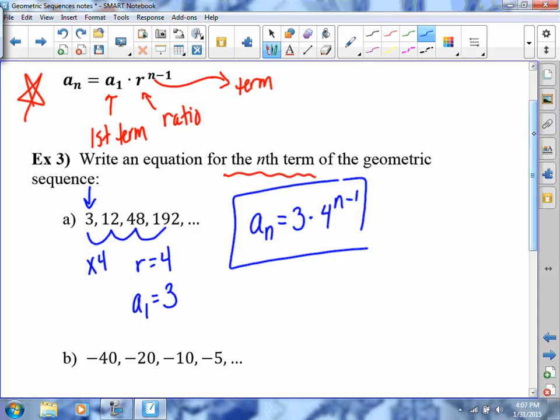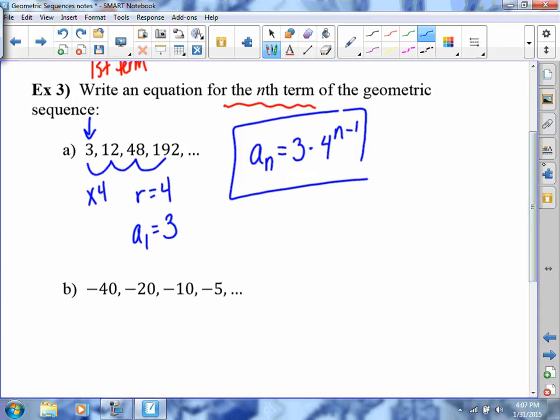Okay, so let's try it again. Now my numbers are decreasing here, so I have to figure out what I'm dividing by. To go from 40 to 20, I have to divide by 2. From 20 to 10, I'm also dividing by 2. 10 to 5, I'm also dividing by 2. And the numbers are staying negative every single time.